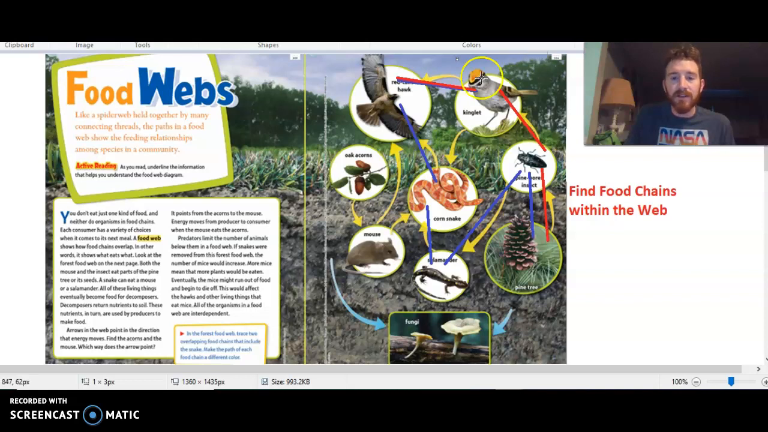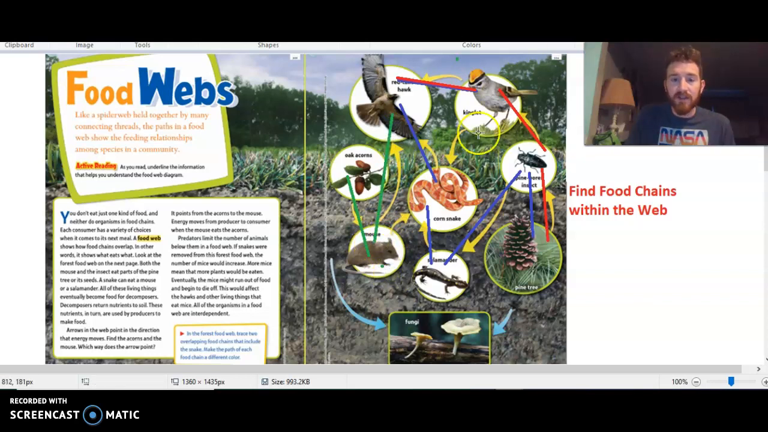Let's go green. We have acorns here. We could have an acorn here. So again, this is all a food web. And if I do a food chain, I can see, okay, here we have acorns connected to the mouse. The mouse might get eaten by, well, we could have a couple things. The mouse could get eaten by the hawk. There's a food chain there.